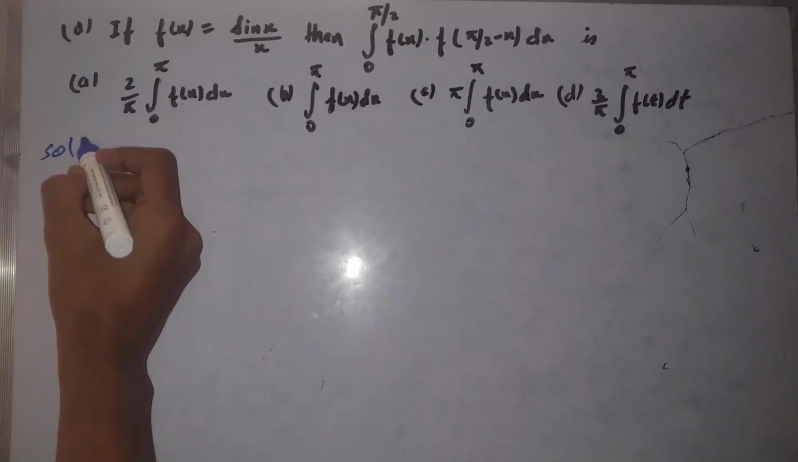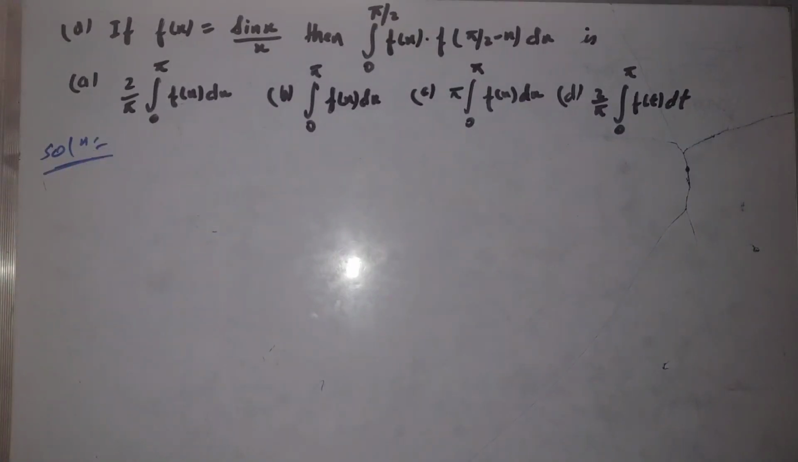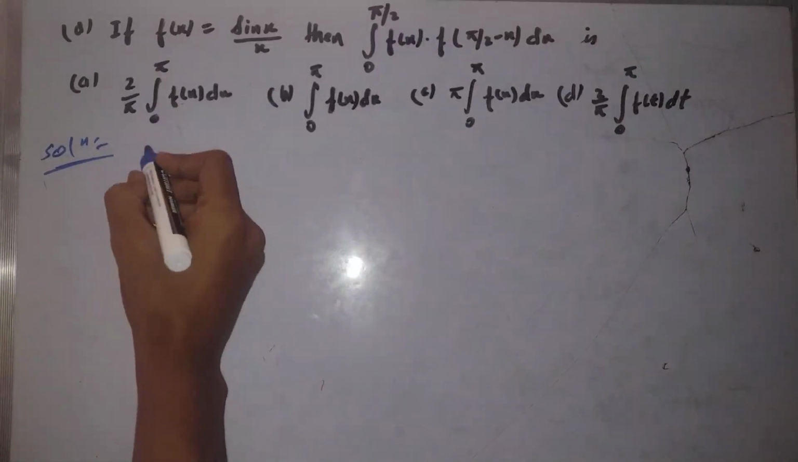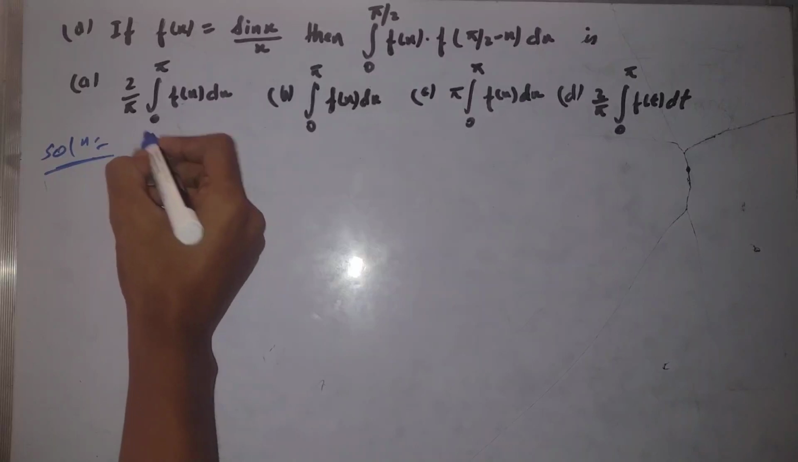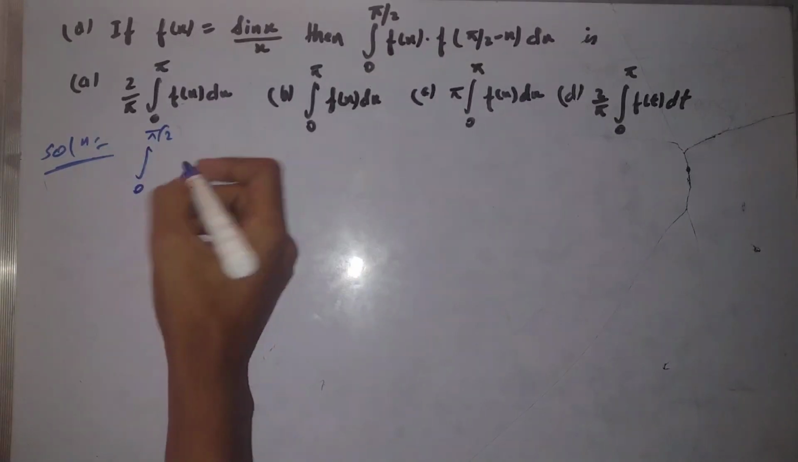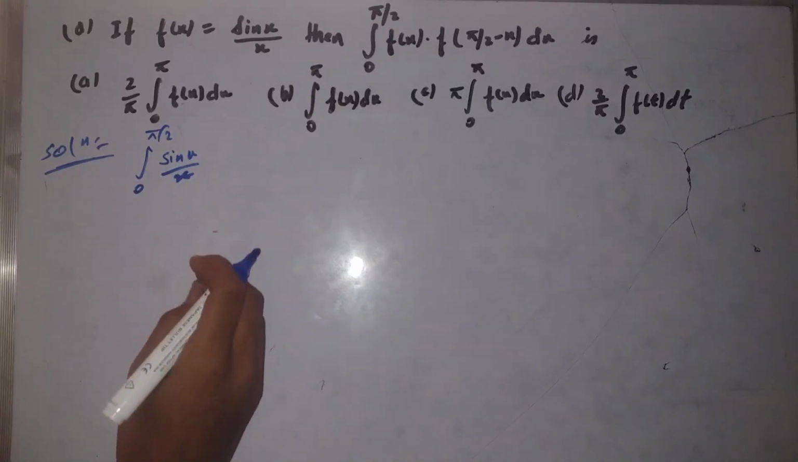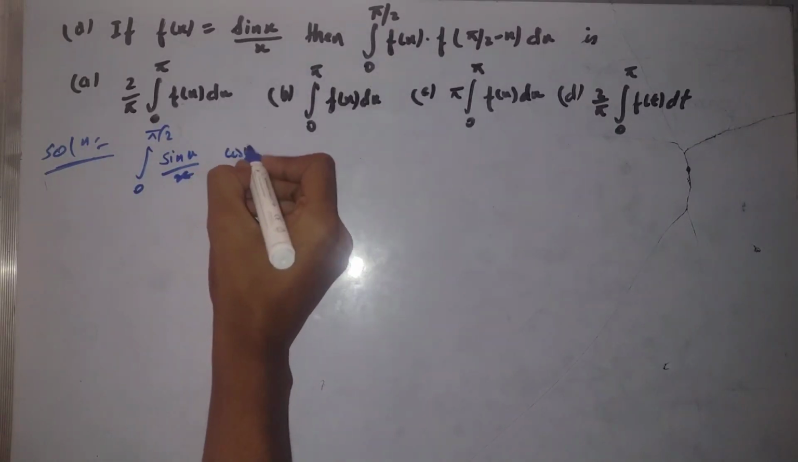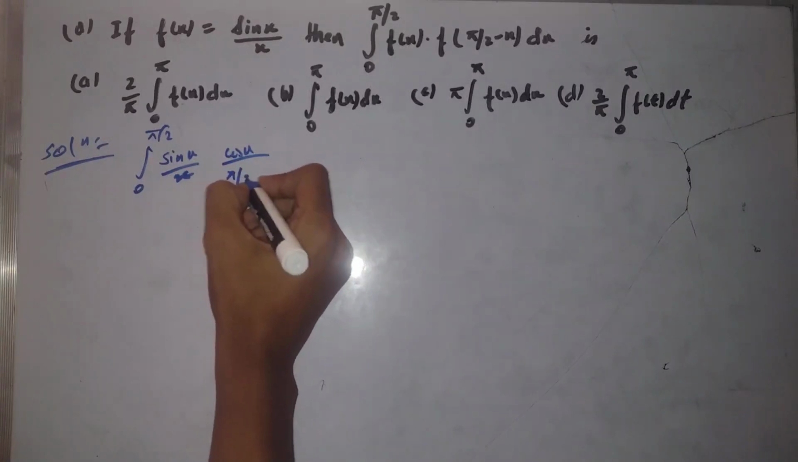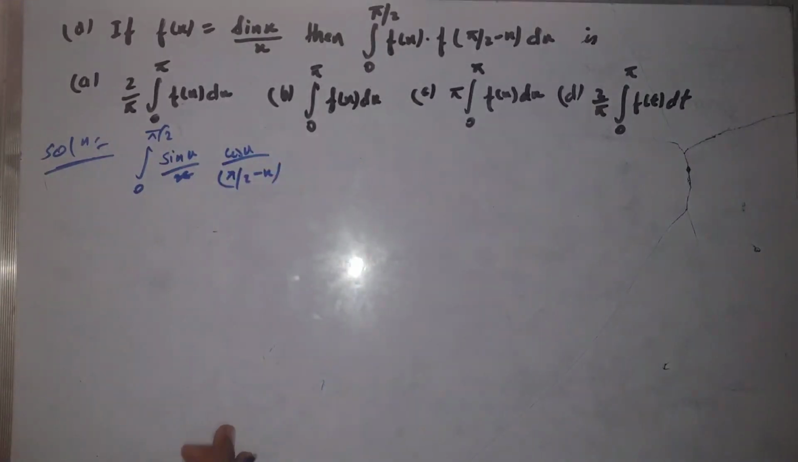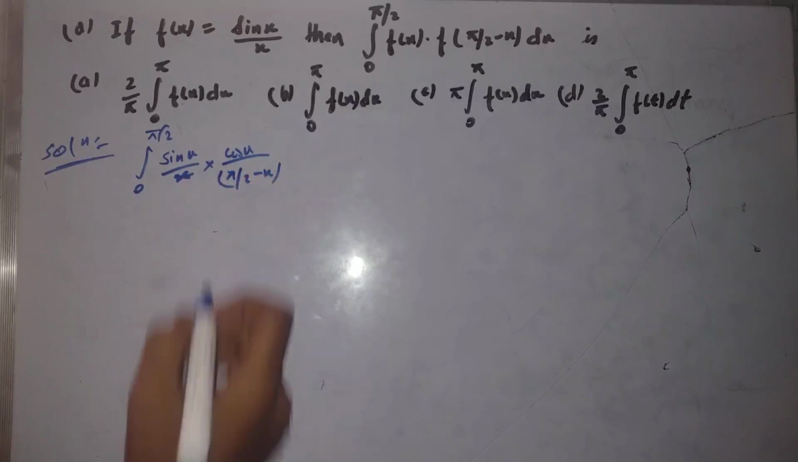We have a function f(x) defined as sin x upon x, and we have to solve an integral of this. So first we have to think about f(x). From 0 to pi by 2, f(x) is sin x by x, and f of pi by 2 minus x will be cos x upon pi by 2 minus x. And they both are multiplied, so we can do this.